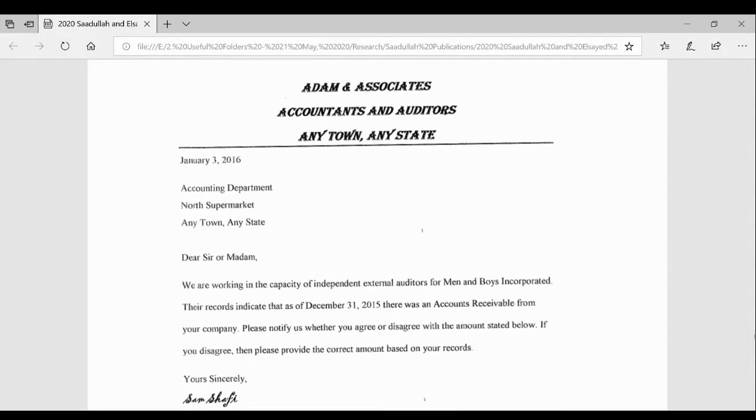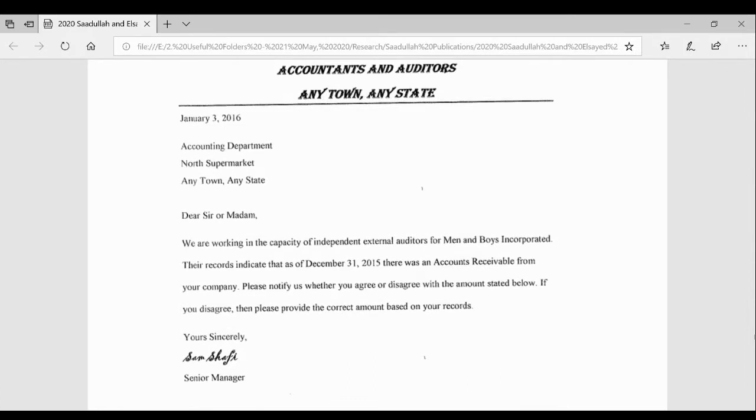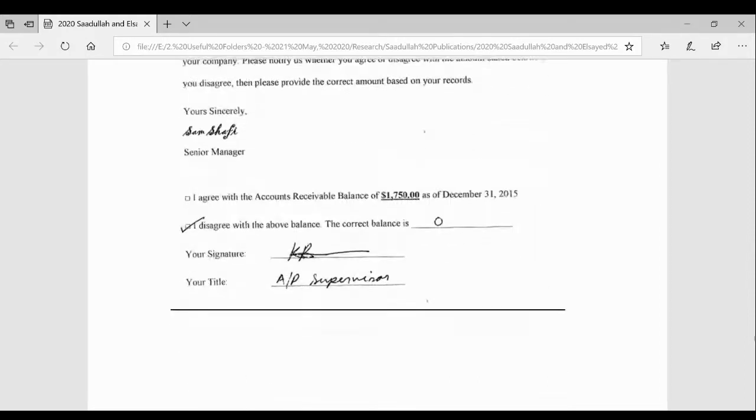So you're writing to the accounting department of North Supermarket, and you're saying, dear sir, we are working in the capacity of independent external auditors for Men and Boys Incorporated. The records indicate that as of December 31st, 2015, there was an accounts receivable from your company. Please notify us whether you agree or disagree with the amount stated below. If you disagree, please provide us with the correct amount based on your records. So this is coming from Sam Shafi, who's the senior manager of the audit. Okay, are you following?